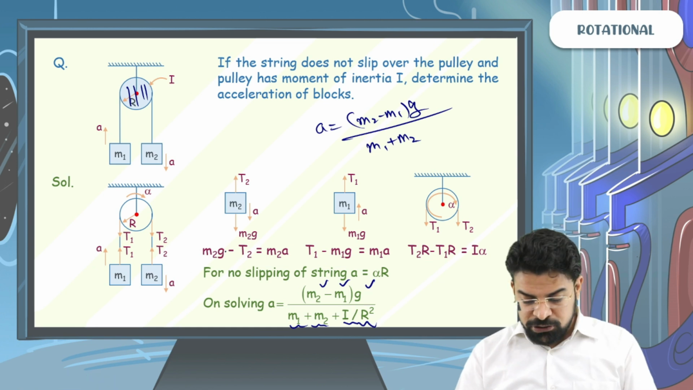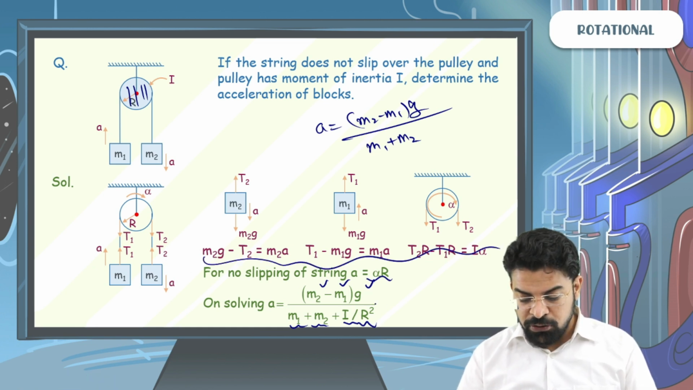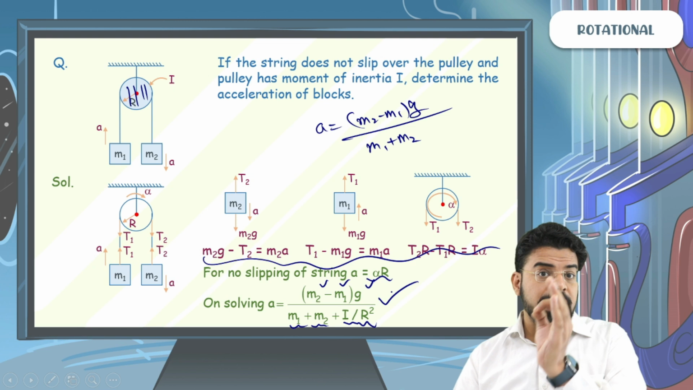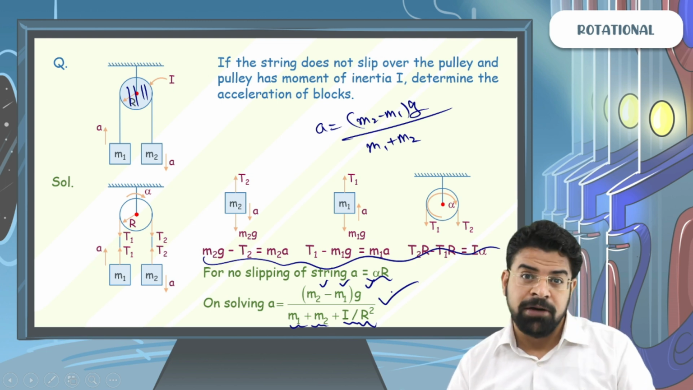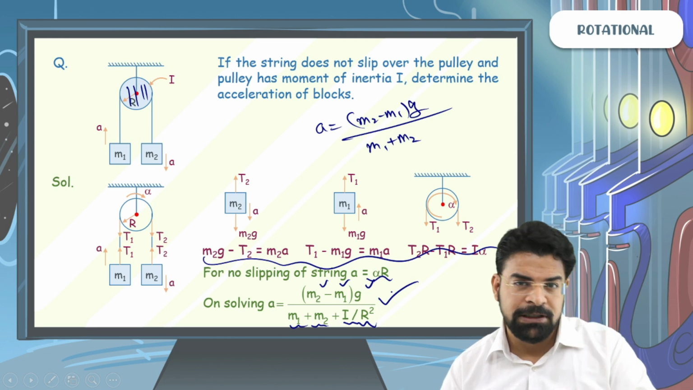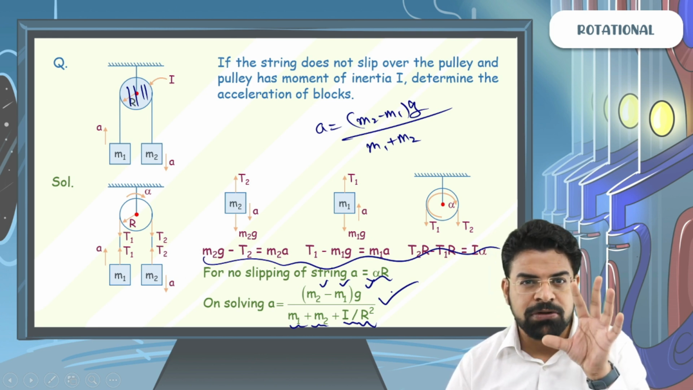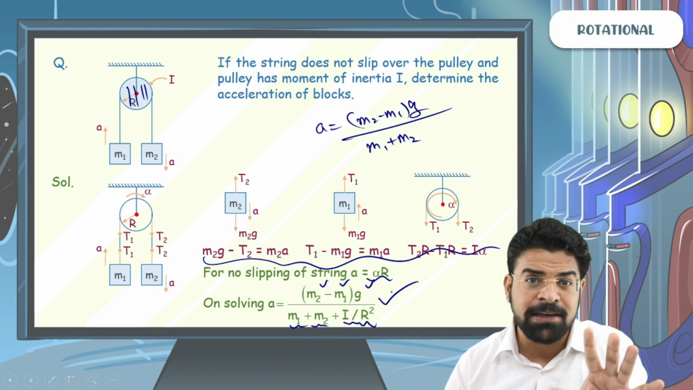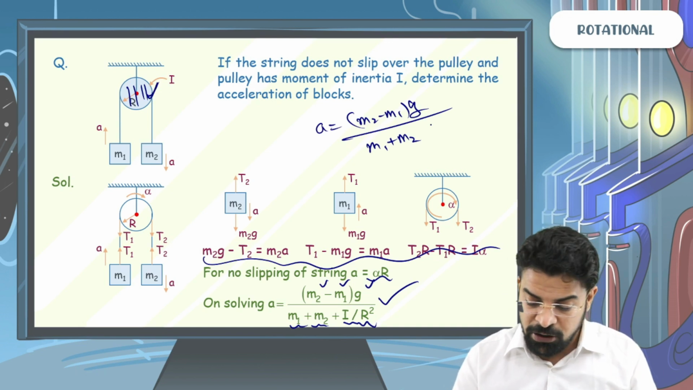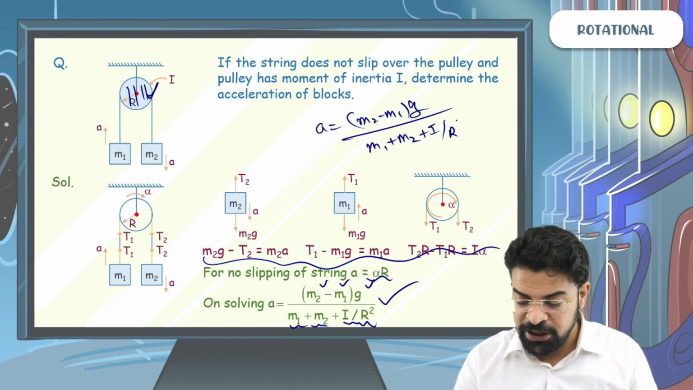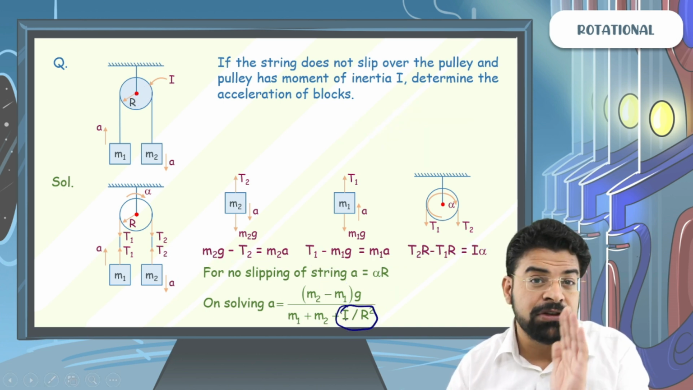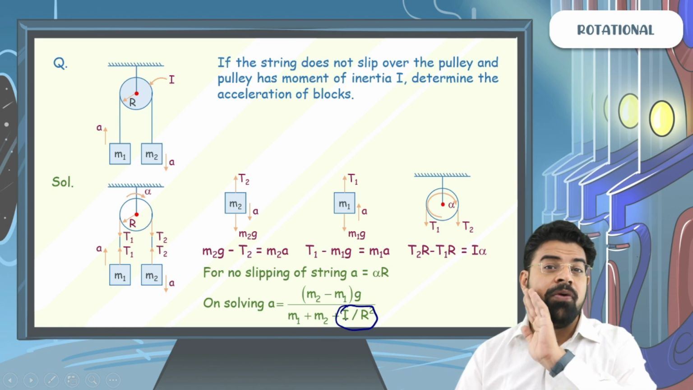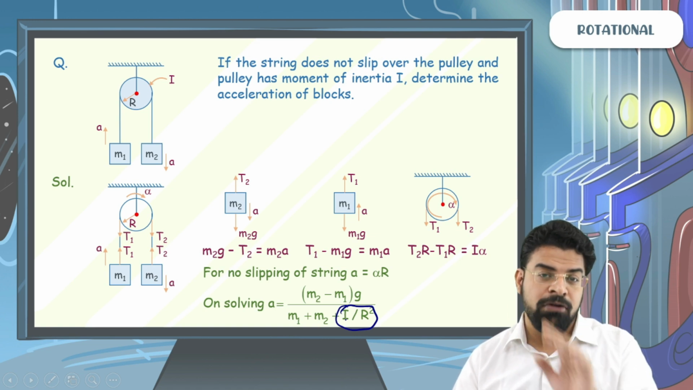Remember that on solving these four equations, you got the result as (m2 minus m1) into g upon (m1 plus m2 plus I by r square). So remember this step: add an extra mass to the mass of the system, and that is nothing but the moment of inertia of the pulley divided by its radius whole square. So add an extra mass equal to I by r square to the mass of the system, and you can do your own Newton's laws all over again.